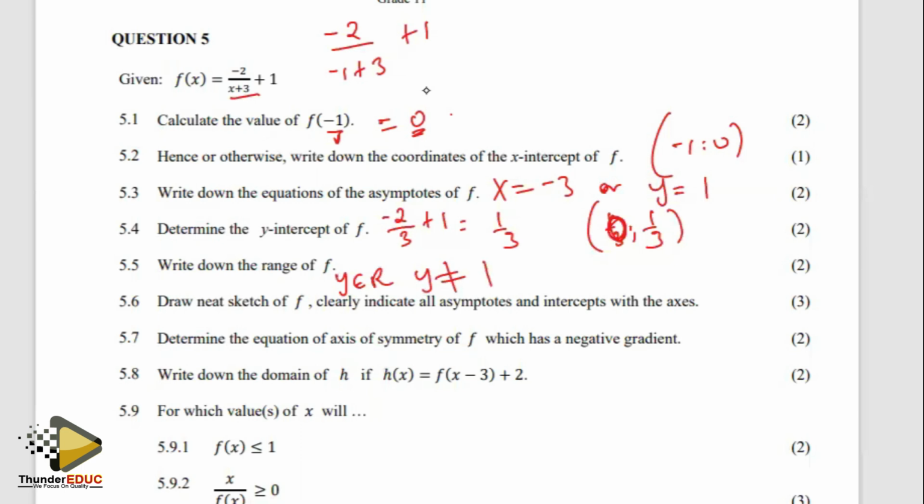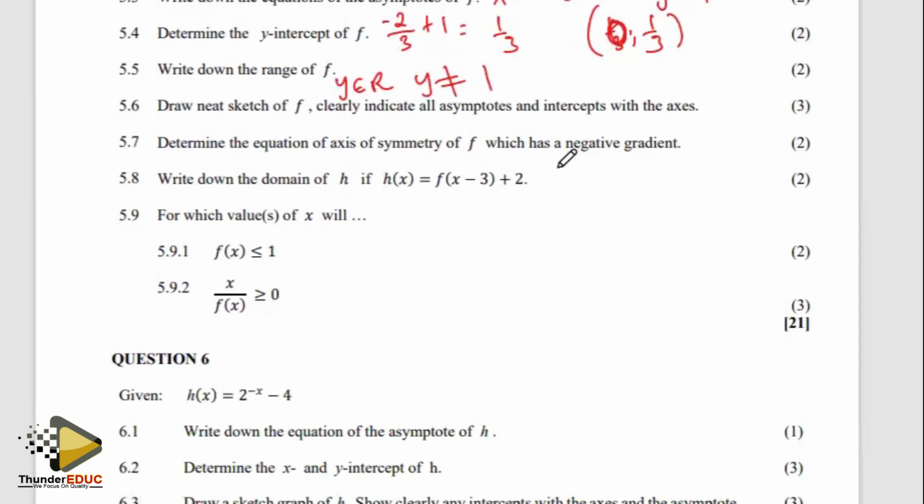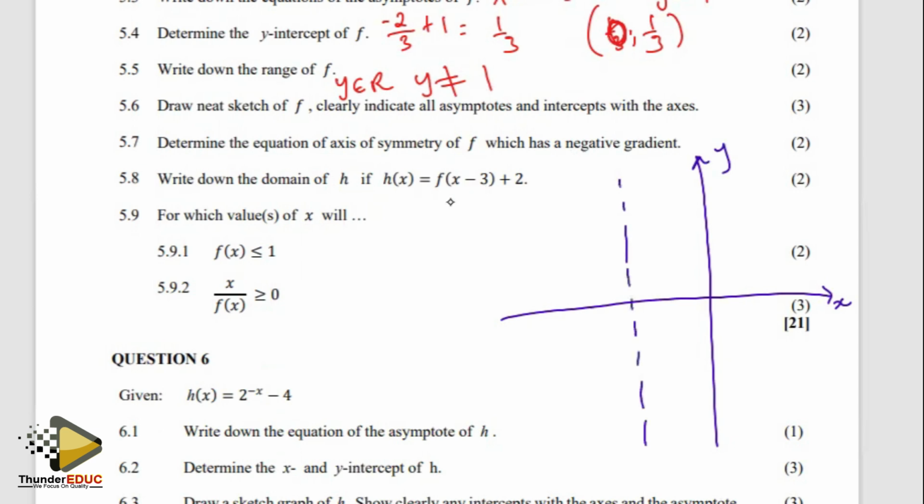Then they want us to sketch. So with this sketch, where can we put it? Okay, let's put it somewhere here. That is x, this is y. We say the asymptote is negative 3. We have y, which is 1, it's an asymptote. Intercepts, we said we have 0 and 1 over 3, which can be seen here.